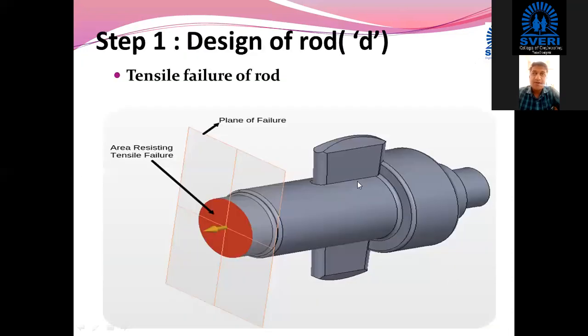We'll go further. First of all, we are going to take into account the design of that shaft. For that we are going to consider it is undergoing tensile failure, and the area which is resisting the tensile stress, this area we have to calculate. So first we are going to calculate the dimensions of the rod by considering tensile failure of that rod, where we are going to find out small d, that is the diameter of that rod.